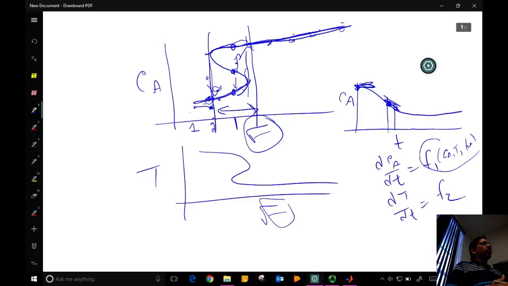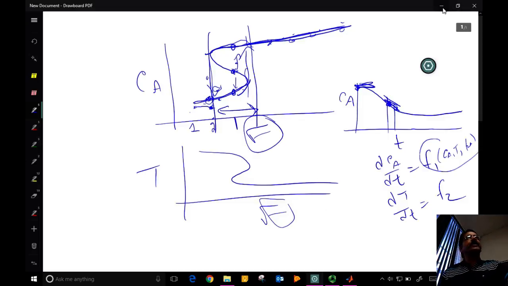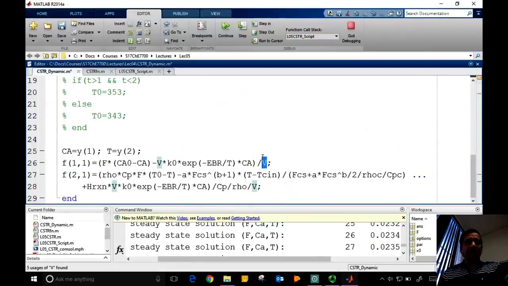So at every point, when I send the value of CA and T, I get f1 and f2. They are the slopes of the function. And I can use that to project what the next value of CA and T will be and accumulate the whole vectors and construct that solution. Is that clear? Okay. So I really don't want to set up a breakpoint inside CSTR dynamic, but the communication will keep going back and forth.